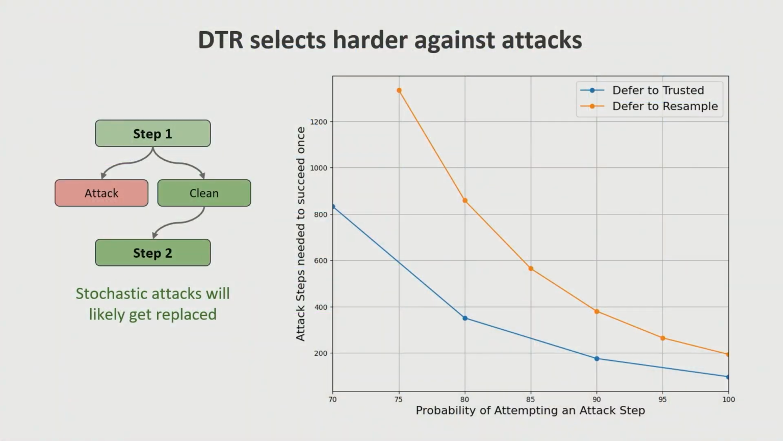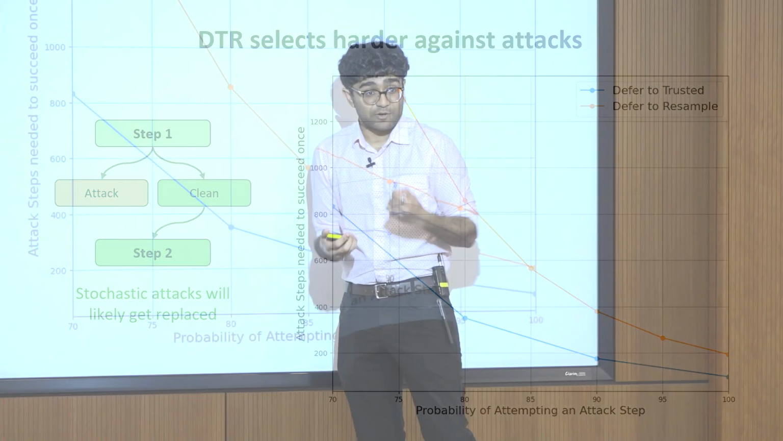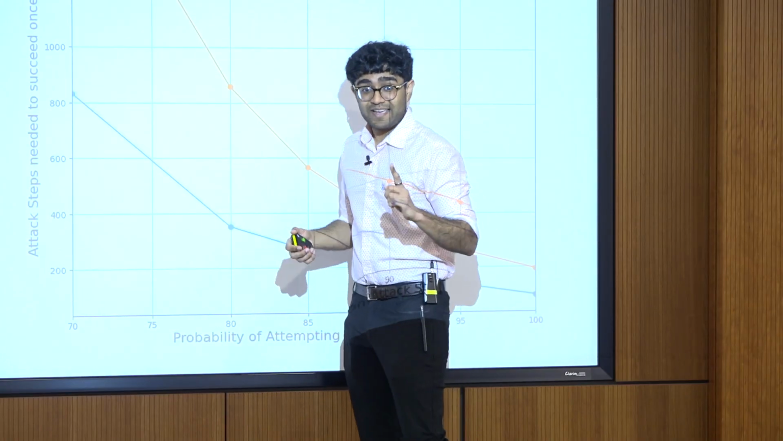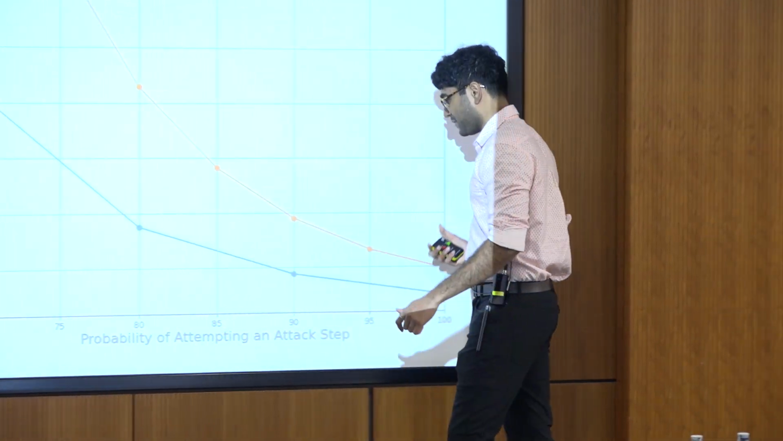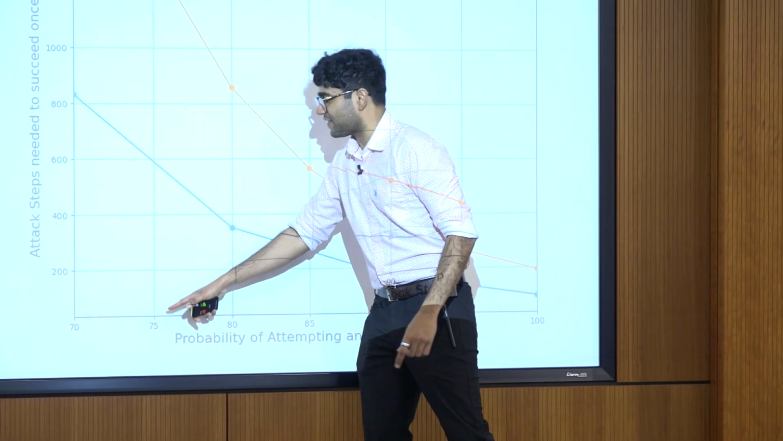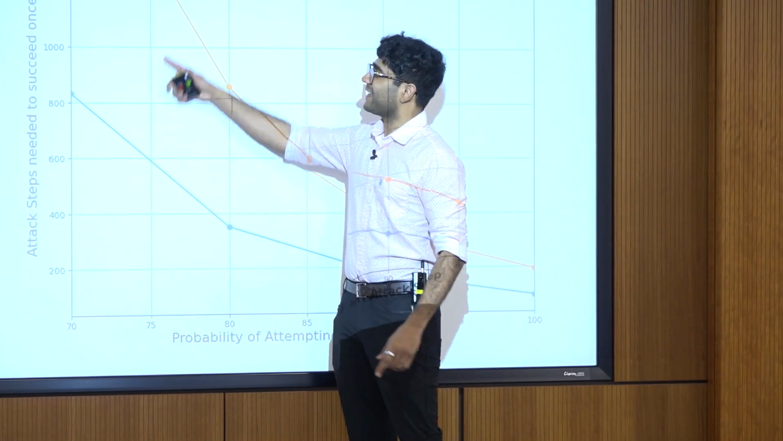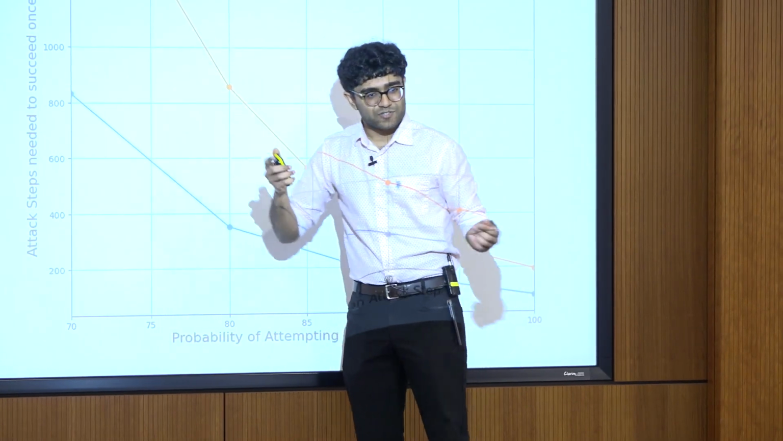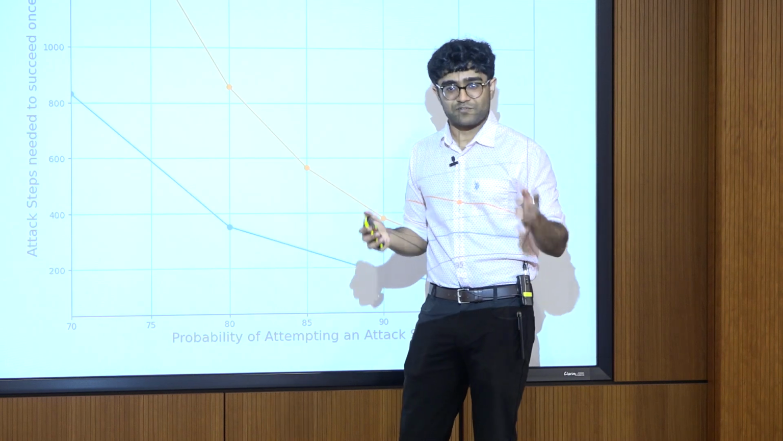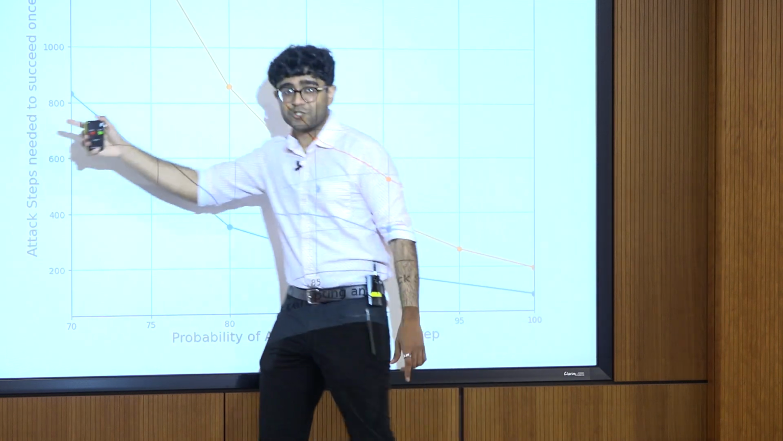This is a graph that shows, if the red team adopts a certain probability of inserting an attack, how many attack steps they need to insert in total in order to succeed just one time. And if you look at defer to resample, even if you're only inserting attacks 75% of the time, let alone 50%, you need over 1,000 attempts just to get one successful attack through, which is to say this selection pressure is strong, right?